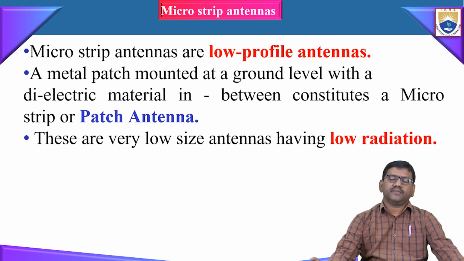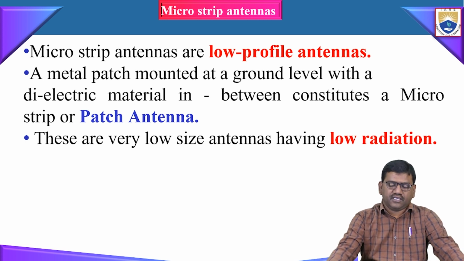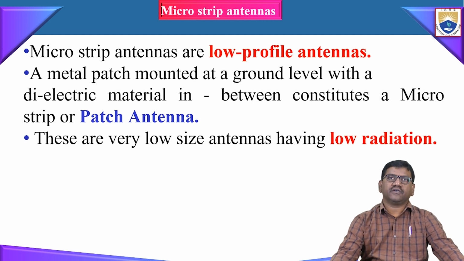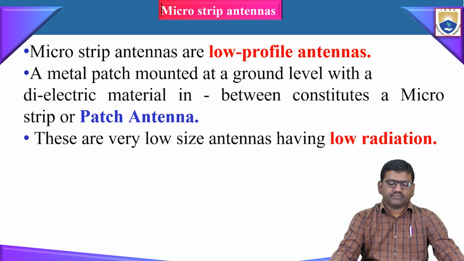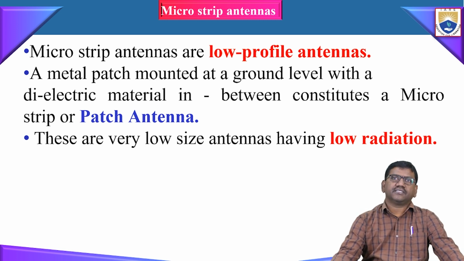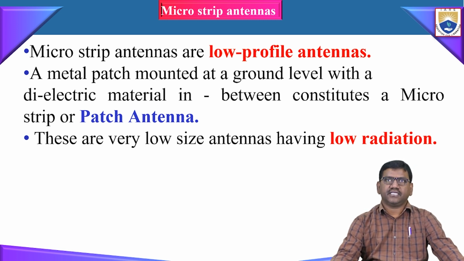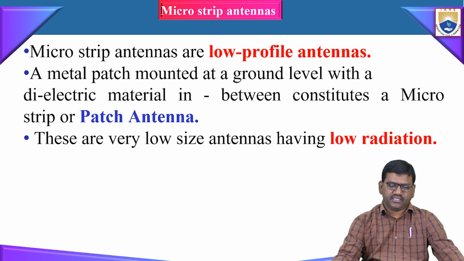Now, in the previous session, we discussed some VHF and UHF antennas, and in this session also we are going to discuss some of the very high frequency and ultra high frequency antennas, which are the microstrip antennas, the smart antenna, the lens antenna, and the parabolic reflector antenna. All these types of antennas come under the category of VHF and UHF antennas.